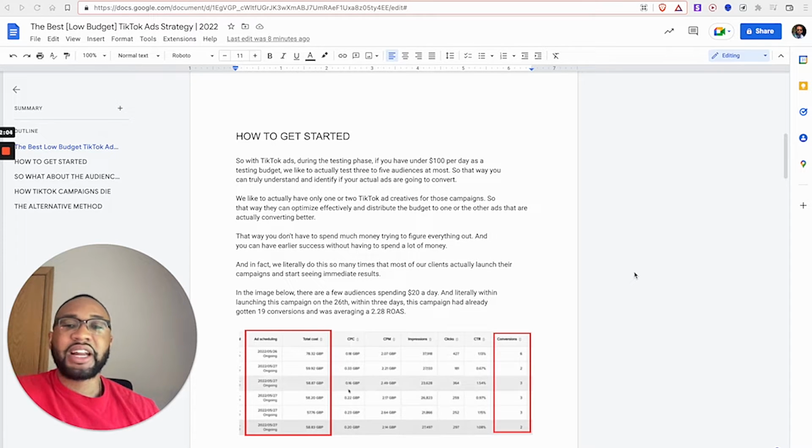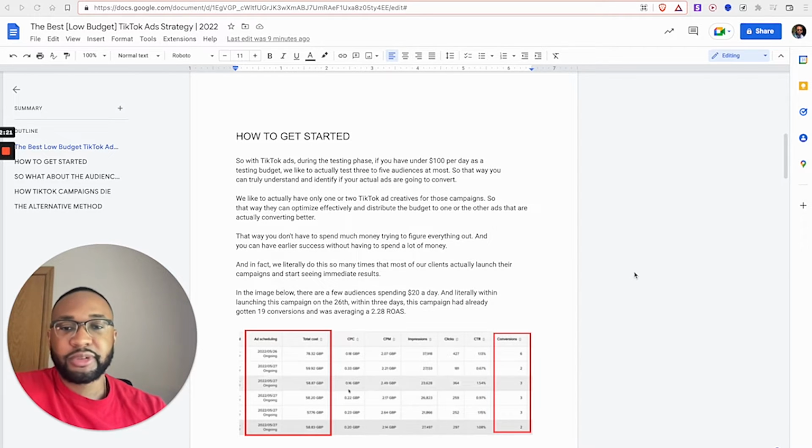So if you can have early success without having to spend a lot of money, that will allow us throughout the campaign on a month by month basis to actually see what's working and allocate that to the correct things. And in fact, we do this so many times that most of our clients launch their campaigns and start seeing immediate results.